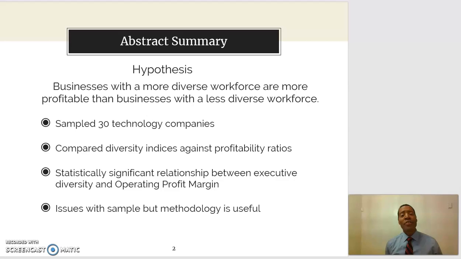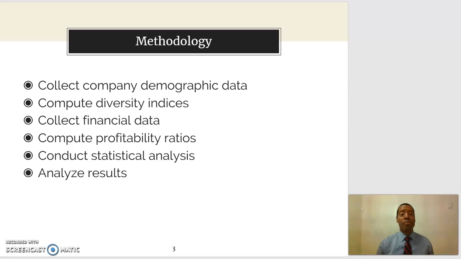So my hypothesis is that businesses with a more diverse workforce are more profitable than businesses with a less diverse workforce. I sampled 30 technology companies, compared diversity indices against profitability ratios, and one of the things that I found was a statistically significant relationship between executive diversity and operating profit margin. There were, however, issues with the sample, but I do believe that the methodology is useful.